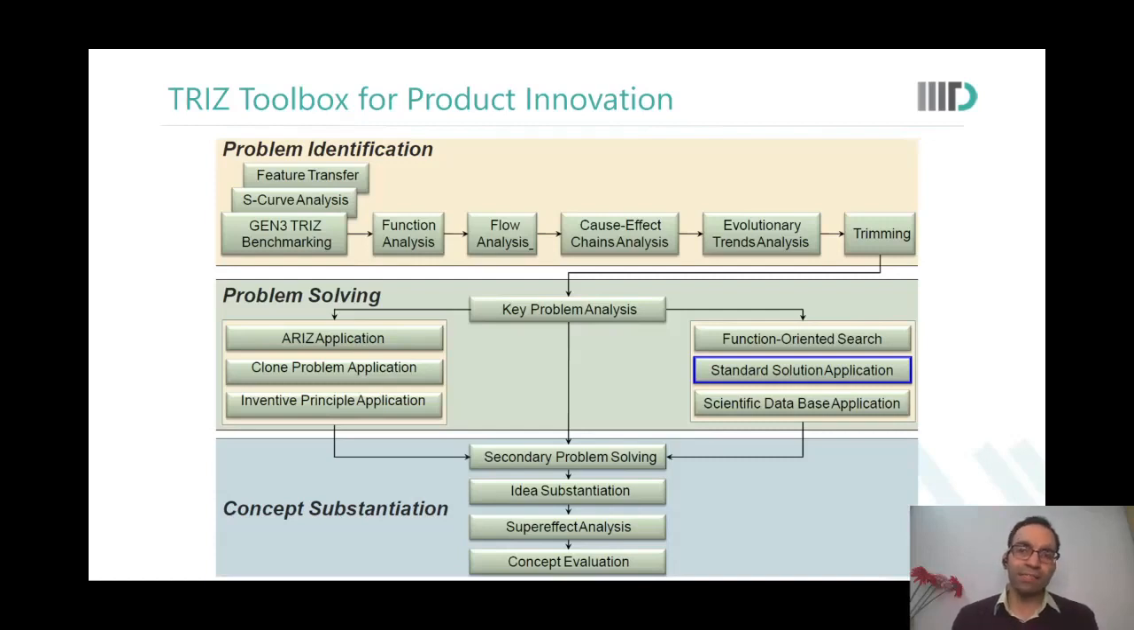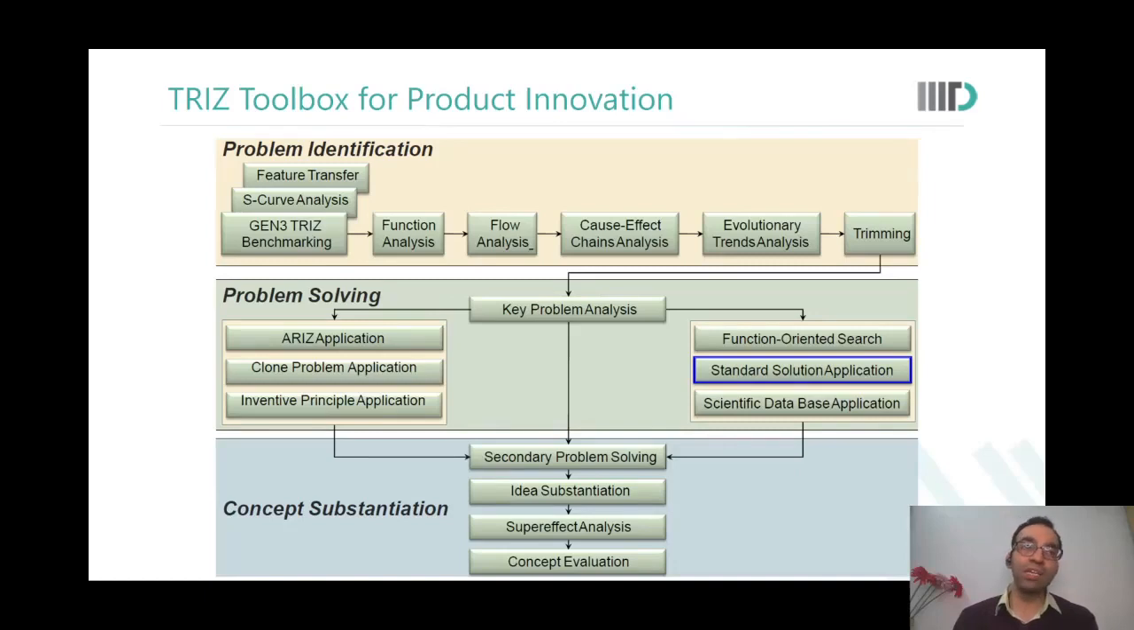Once we have identified some solutions to the problems, you will realize that each solution may have some corresponding lingering problem, or while this is a solution to the major problem, it can lead to some side effects. So how do we solve those secondary problems that may appear? That is the last part of the TRIZ toolbox, where we talk about concept substantiation, how to solve these secondary problems.